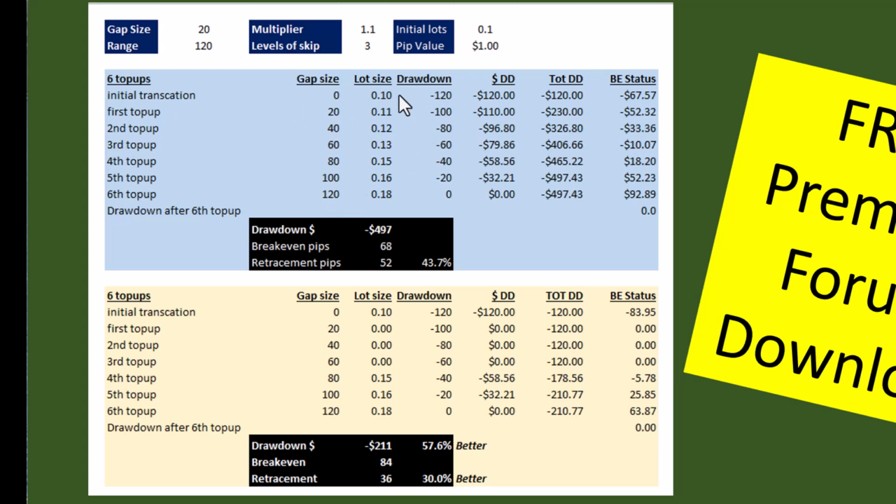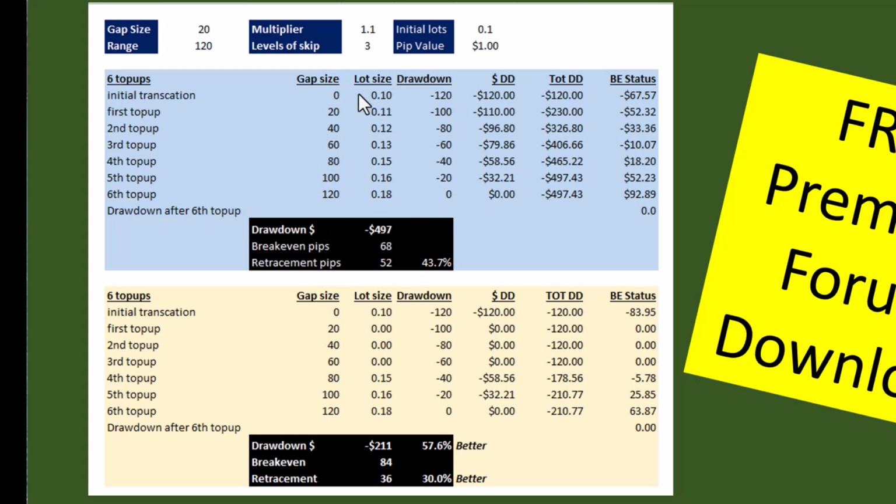And what you can also do, if you want to, is you can increase the lot sizing. So you might start with 0.10 lots. The lot sizing can increase as you're going on. And why that is good is that it makes the recovery process shorter. And as you can see, there is a formula, and we'll have a look at that formula that calculates the break-even pips for these transactions, and you can see at the moment there it is 68 pips.